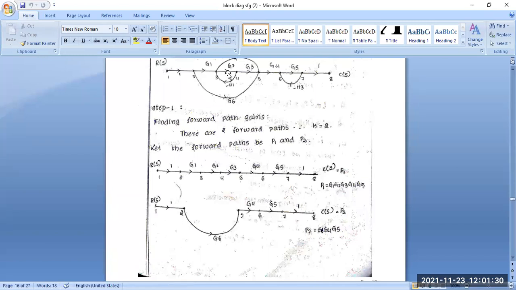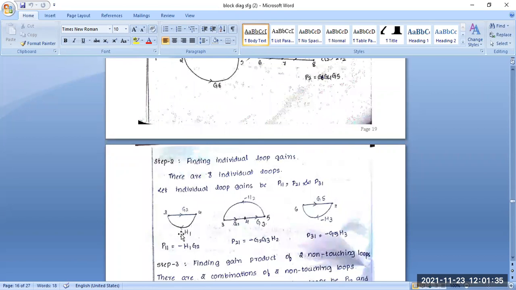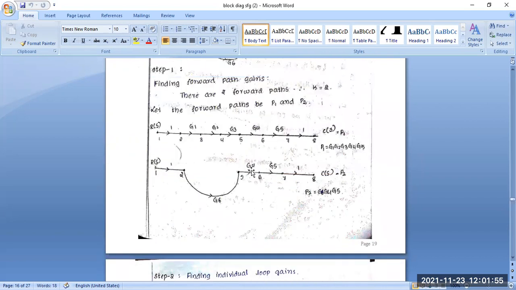So this is the first one, loops are present here. That's why we have to calculate it, that is P11, that is minus of H1 into G2, because H1 is the negative feedback, because here negative symbols are present. G2 is the gain, that is a forward path gain also. Clear?